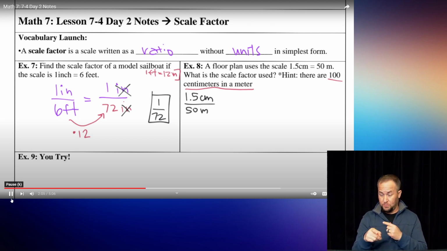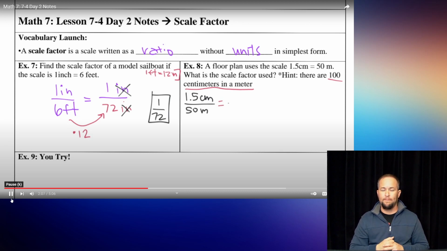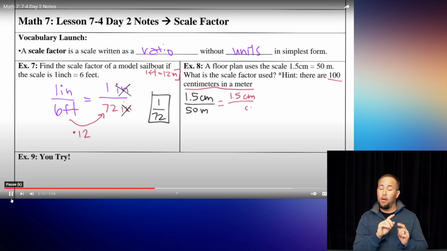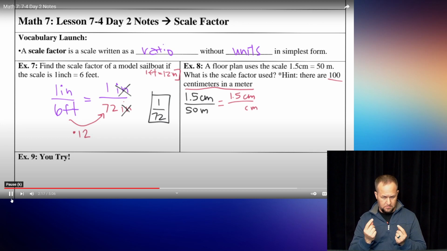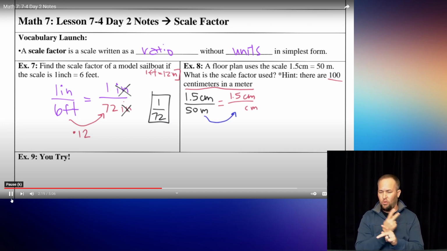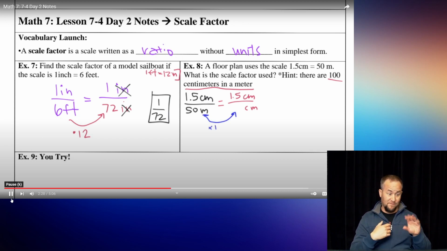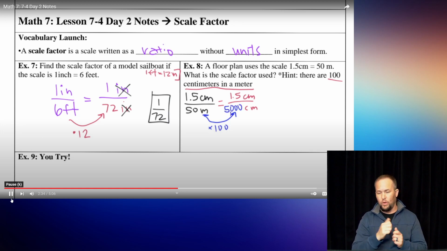So 1 meter, 100 centimeters. Keeping this in mind, I know that I'm going to keep 1.5 centimeters because it's teeny tiny, but then I want to convert meters into centimeters. And how we do that, again, I'm going to go from here to here. I know that one of these is 100 centimeters, but I don't have just one, I have 50. So I'm going to take 50 times 100. When I do that, I end up with 5 and 3 zeros, so 5,000 centimeters.